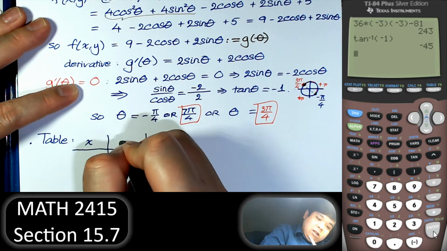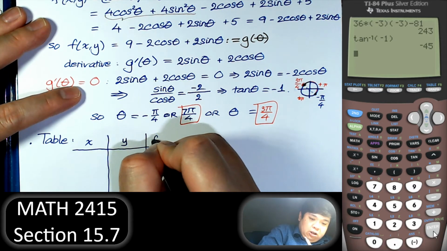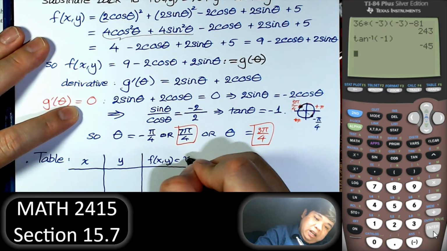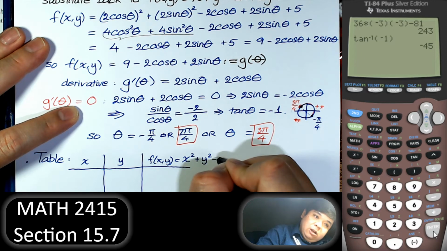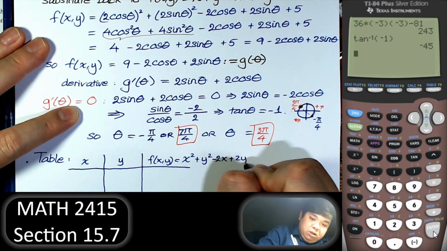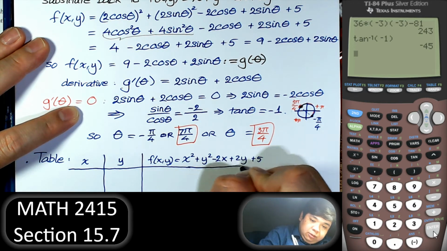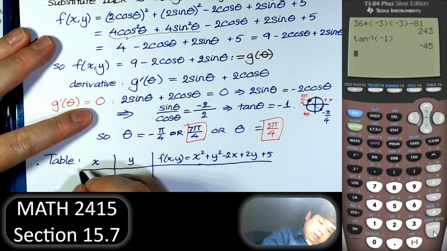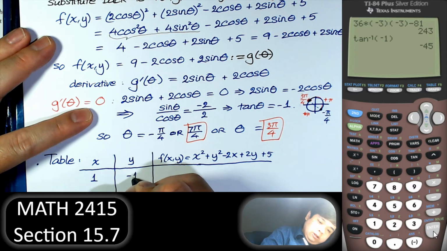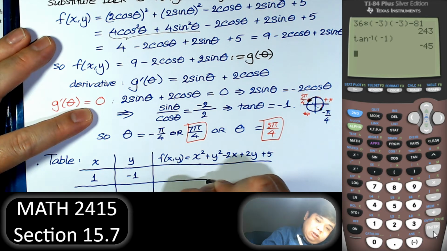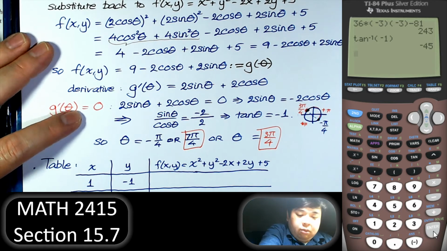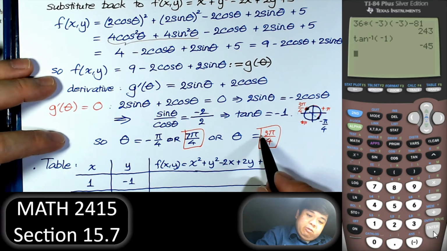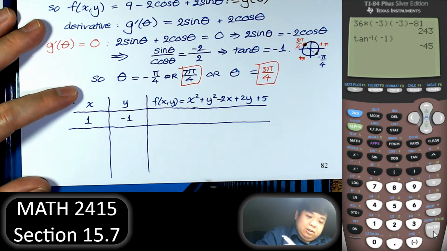We have x and then y. The function is, as given from the beginning, x squared plus y squared minus 2x plus 2y plus 5. We have the interior point 1 and negative 1. Alright, 3 pi over 4 and 7 pi over 4. So what are they?